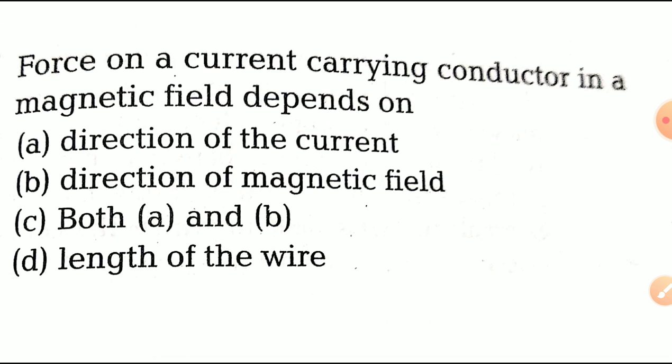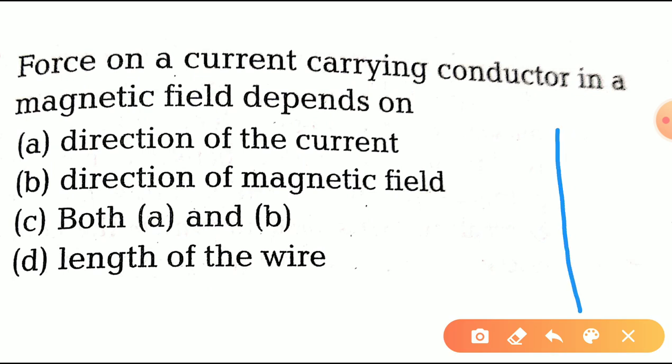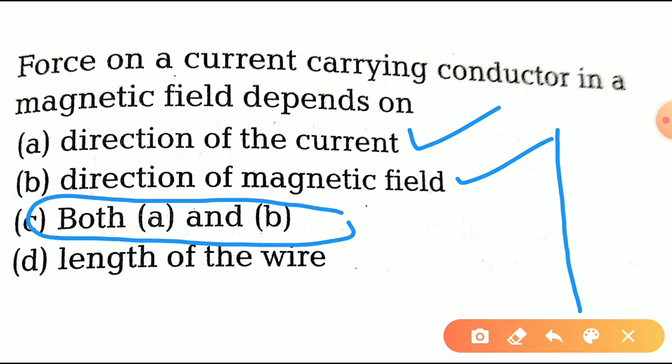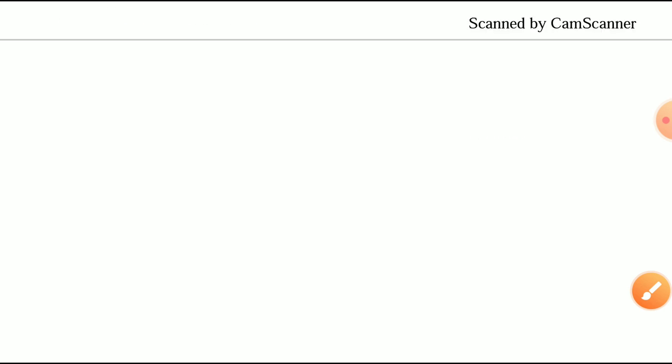The next one you can see: the force on a current carrying conductor in a magnetic field depends on what? Option A, direction of current; B, direction of magnetic field; C, both A and B; D, length of the wire. We have already studied this. We know it depends upon the direction of current. It also depends upon the direction of magnetic field. So our answer is C, both A and B.